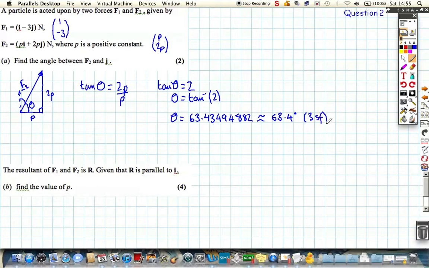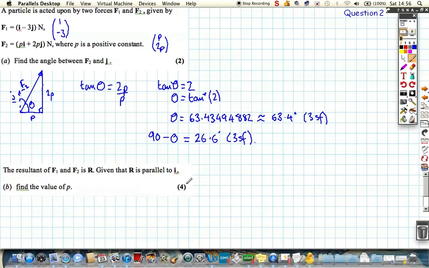63.4 degrees. However, checking back at our diagram, we know that j goes vertical, and here we need to find the angle between F2 and vertical, so we need to do 90 minus theta, which is the angle that we really want. That works out as 26.6 degrees, to three significant figures. Okay.